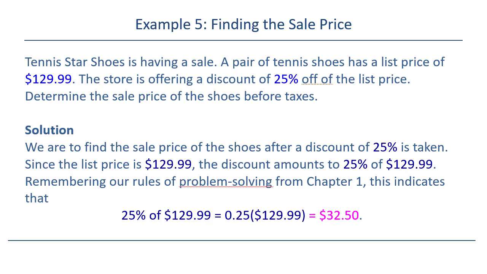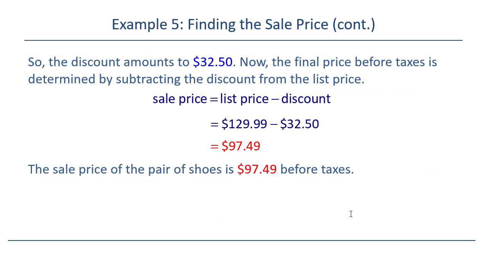So Tennis Star Shoes is having a sale. A pair of tennis shoes has a list price of $129.99. The store is offering a discount of 25% off of the list price. You can determine the sale price of the shoes before taxes by simply taking that $129.99 and subtracting 25% from it, right? So here's the 25% off. So you're going to save $32.50, and you can take that $32.50 away from $129.99 and be left with the price. But here's a shortcut, right?